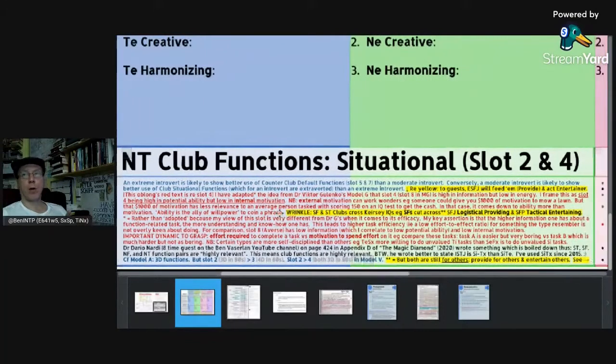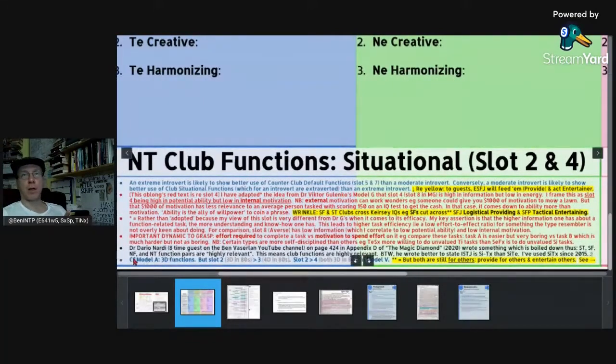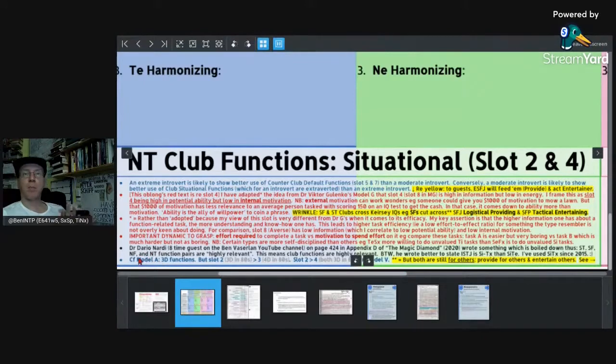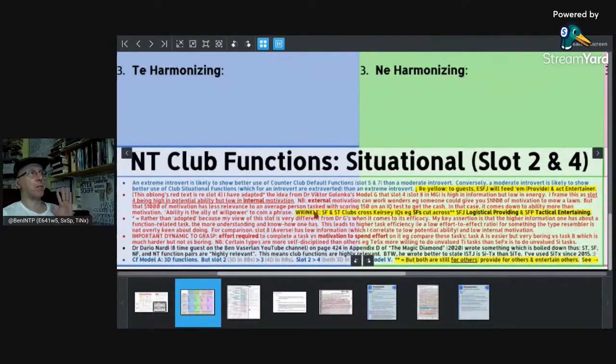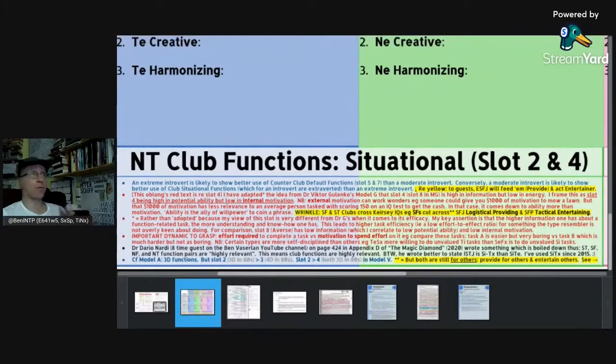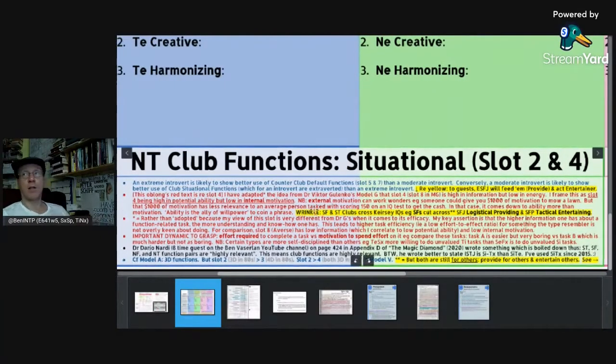And I've not covered that bit before. It's just there where he's saying that the function pairs, so the clubs, are highly relevant, and that's within Dario Nardi's research. This model is mostly consistent with Dario Nardi's research, and his research is consistent with EEG data and Kersey.